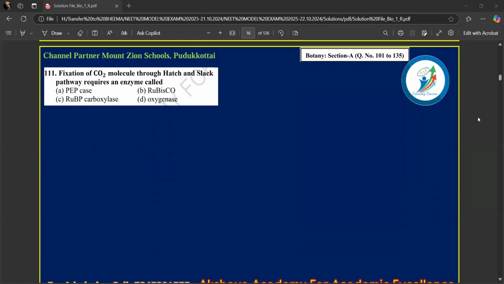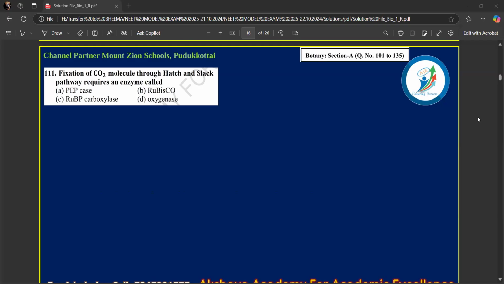So fixation of carbon dioxide molecule through Hatch and Slack pathway requires an enzyme called. Okay. So if you remember, the Hatch and Slack pathway is actually the C4 pathway, isn't it? It was discovered by Hatch and Slack. And it requires an enzyme. Which enzyme is required? So let's see the pathway first, and then let's decide which enzyme is needed.